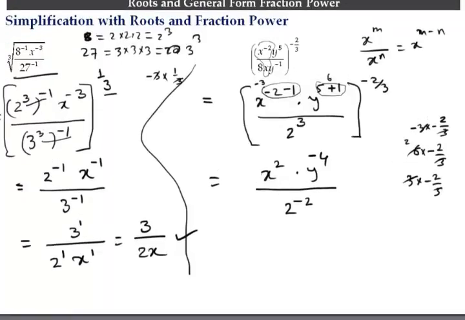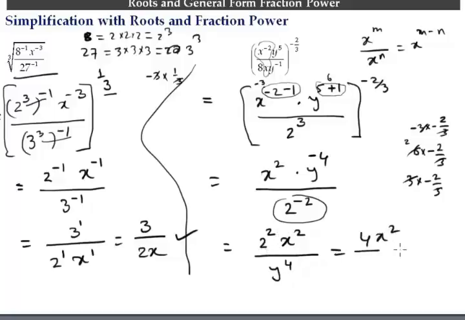So now, if we take this 2 to the power minus 2 on top, we will get 2 to the power plus 2. x squared's power is already positive. Division, y to the power minus 4. If we bring it down, we will get y to the power plus 4. So at the end, we are getting 2 squared is 4. So 4x squared divided by y to the power 4. So the simplification of this expression is giving 4x squared divided by y to the power 4.